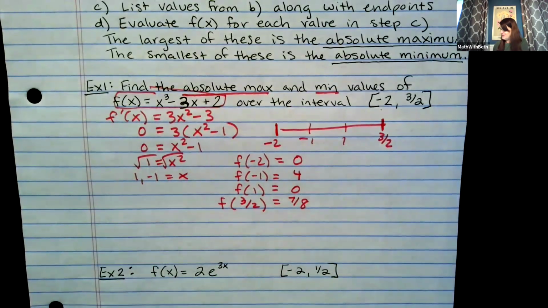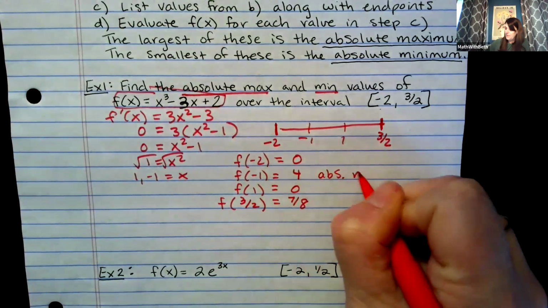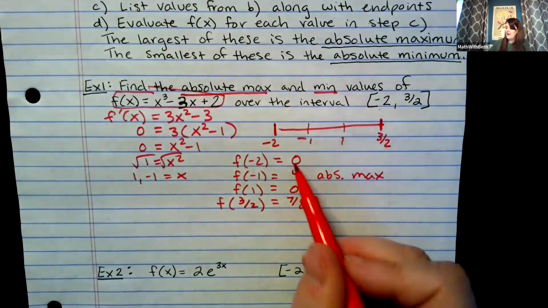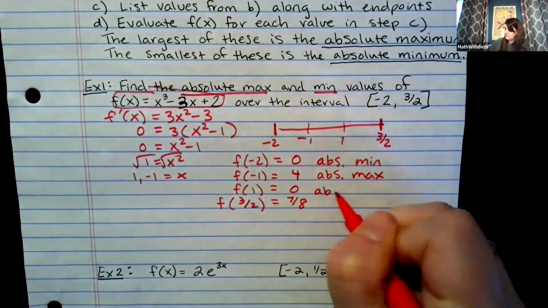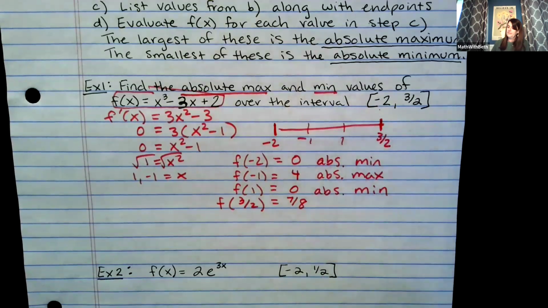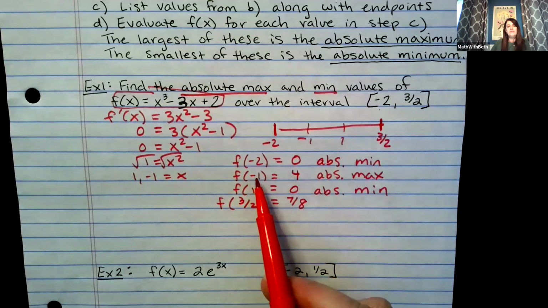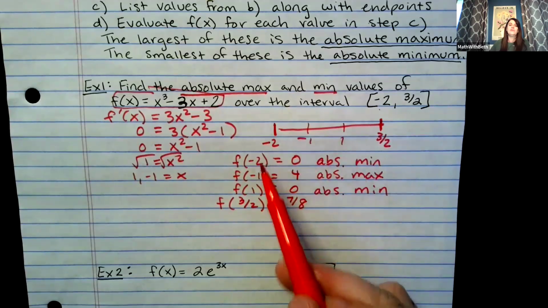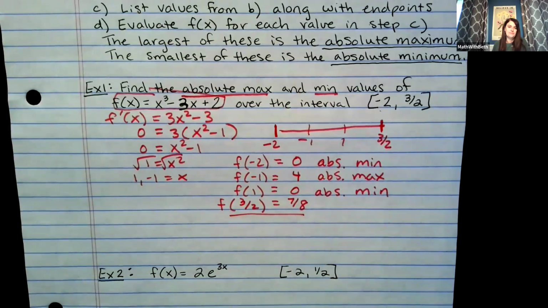So the largest number I got was 4. So this is definitely my absolute max. But the lowest value is 0. So since I got that twice, both of these are going to be my absolute mins. So there's a couple ways you could say that. You could say I have an absolute max of 4 at -1, and I have an absolute min of 0 at -2 and 1. So this point ended up being nothing special.